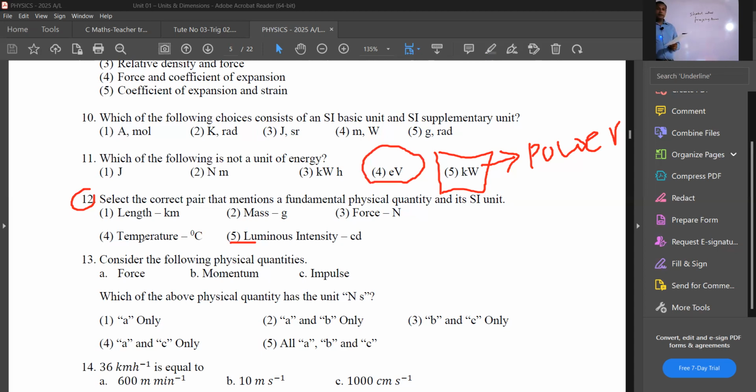Then temperature. The SI unit is Kelvin. So the correct answer is answer number 5. Luminous intensity is measured by candela.